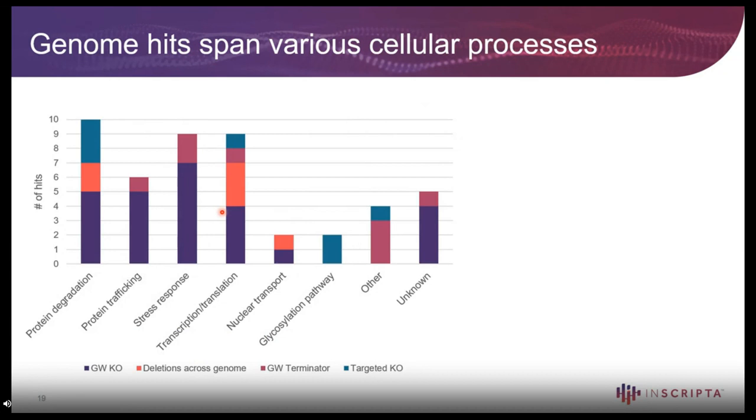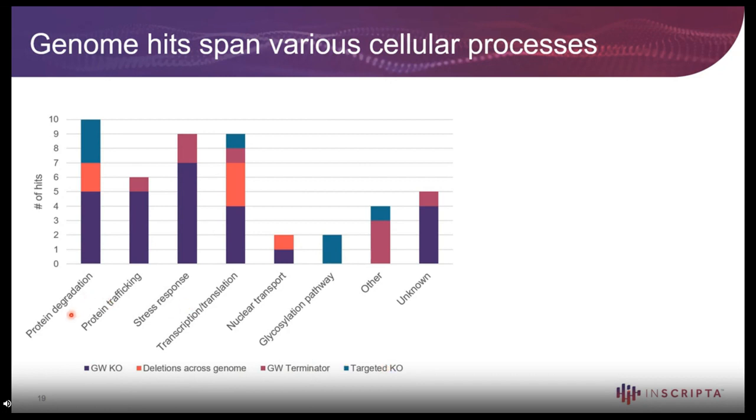Okay, so if I wanted to look at a lot of these hits that we identified in these libraries that target the genome, or basically the expression strain itself, it was interesting to see that they fell into different categories involved in different cellular processes. So I have it broken down in a stacked bar chart here by the different libraries: genome-wide knockout, deletions across genome, the genome-wide terminator, and the targeted KO library.